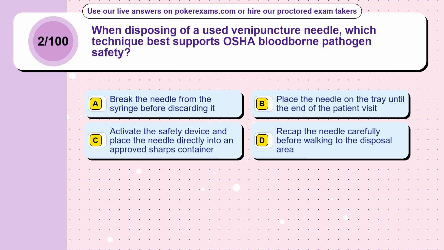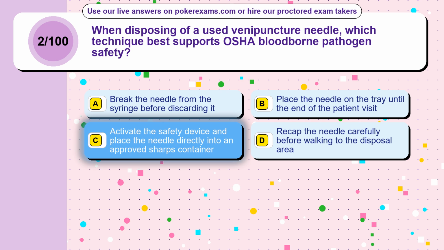Question 2. When disposing of a used venipuncture needle, which technique best supports OSHA bloodborne pathogen safety? Option A. Break the needle from the syringe before discarding it. Option B. Place the needle on the tray until the end of the patient visit. Option C. Activate the safety device and place the needle directly into an approved sharps container. Option D. Recap the needle carefully before walking to the disposal area.